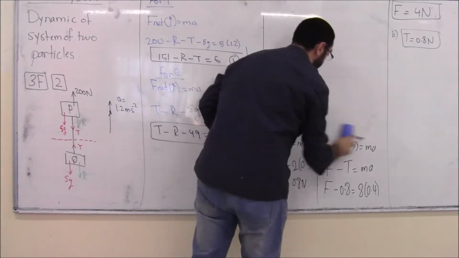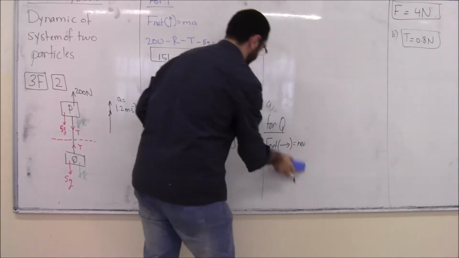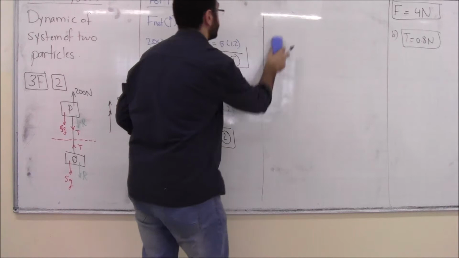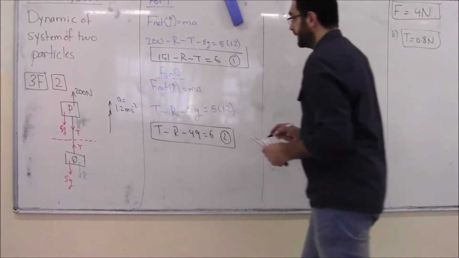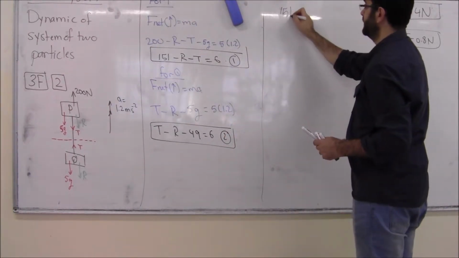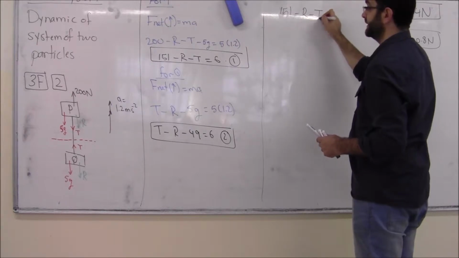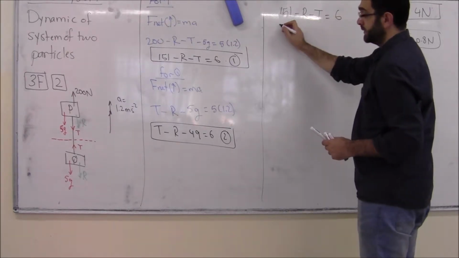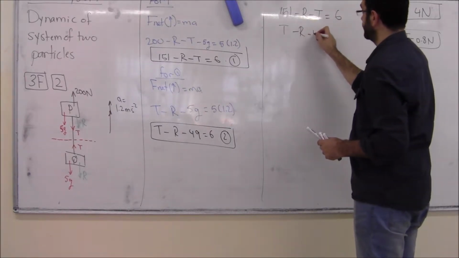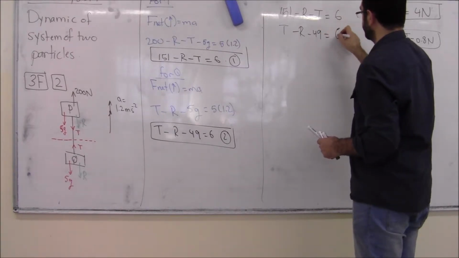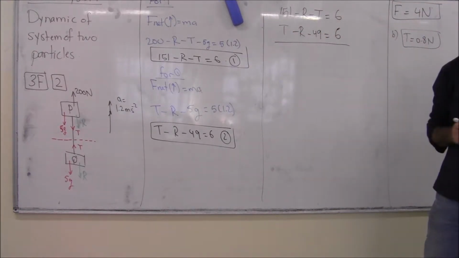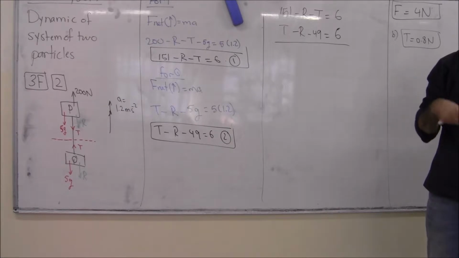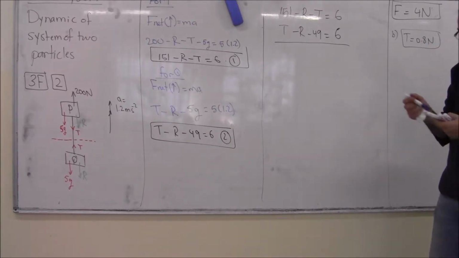Look how: 151 minus R minus T equals 6, and T minus R minus 49 equals 6, right? If I add them, just add them, what we will get?